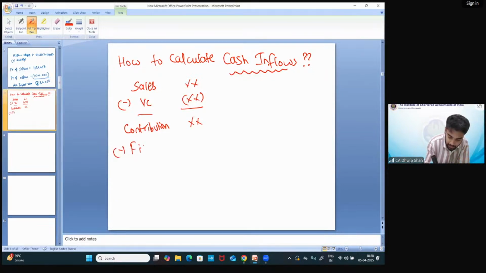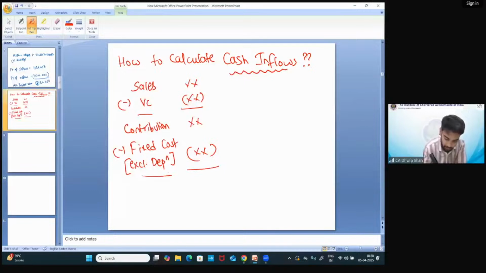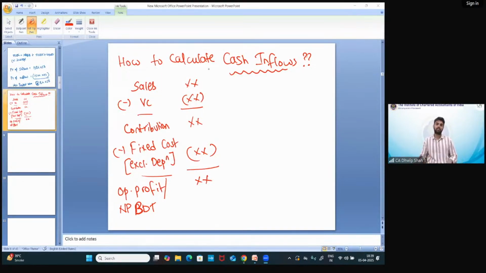From contribution, I will subtract fixed cost, but excluding depreciation. Excluding depreciation. So the resultant amount is called as operating profit, or net profit before depreciation and tax, NPBDT. Okay? So the format starts with sales because cash inflows is directly or indirectly connected with earnings and income.